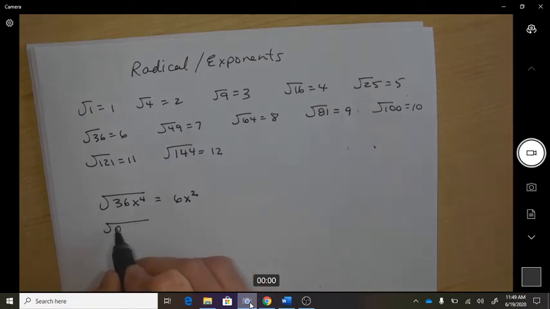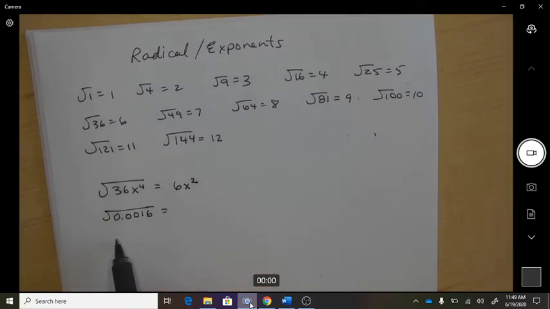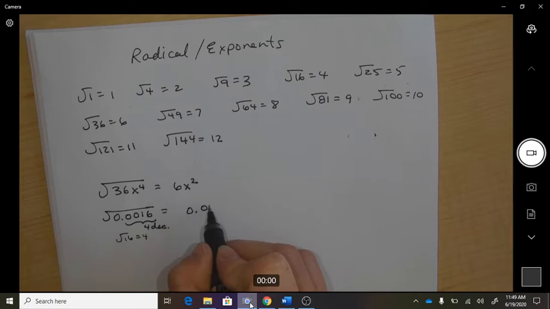The square root of 0.0016. So I'm just thinking about the square root of 16, which is 4. Okay? And then I have 4 decimals. So therefore, my answer will have 2 decimals. So 2 decimal places.